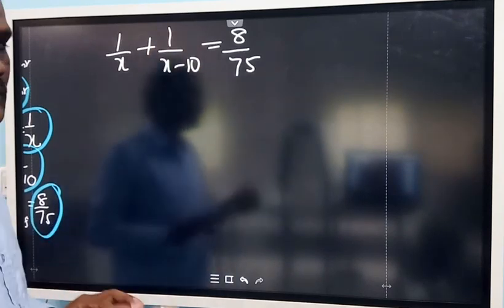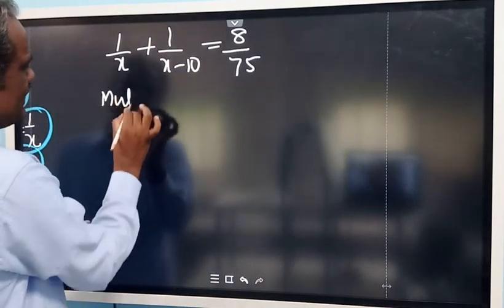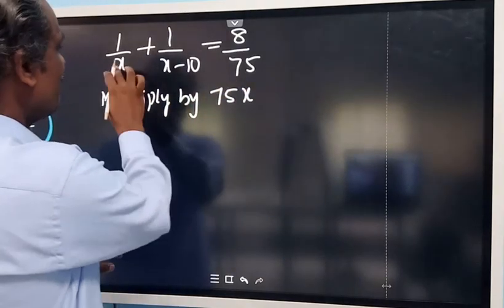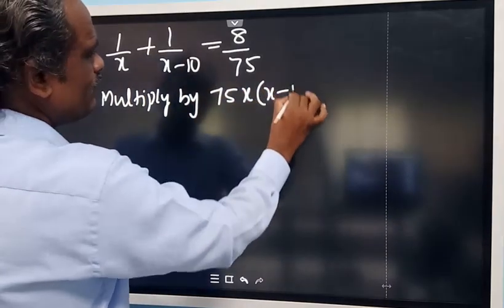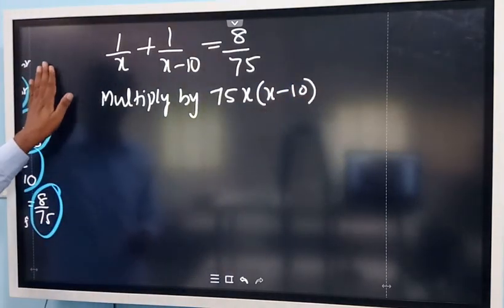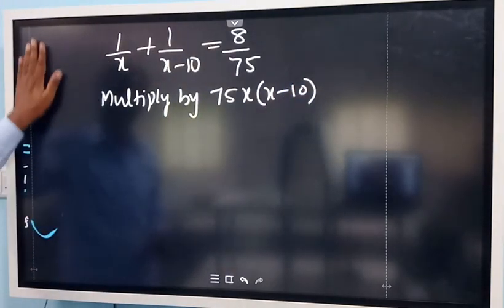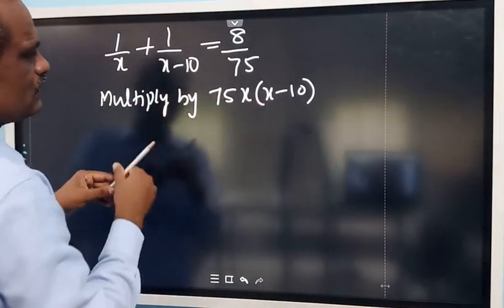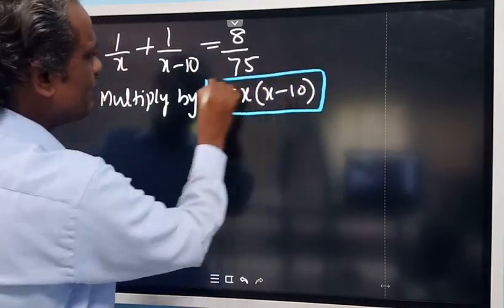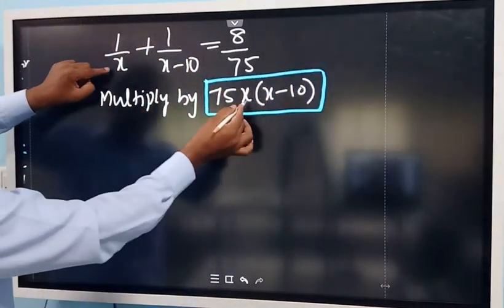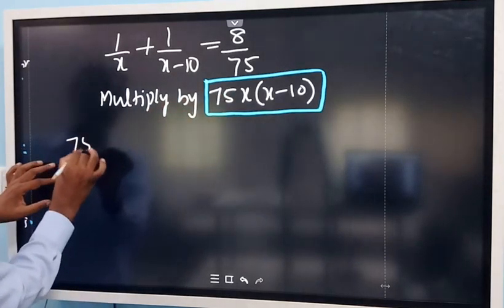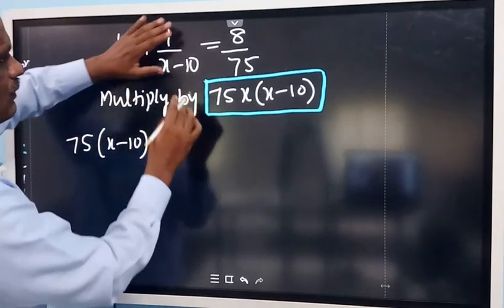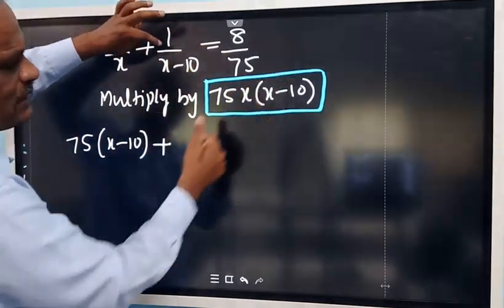Now, again, as usual, multiply the entire equation by 75x, that is 75 into x into x minus 10. See what you will get. Once you multiply, this term should be multiplied to all the three. You can cancel x and x. What remains, you write: 75 into x minus 10 plus. Take this and keep here. Cancel x minus 10 and x minus 10. What remains?